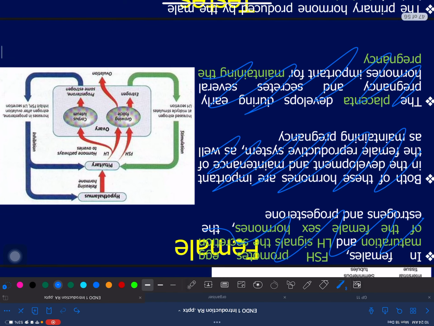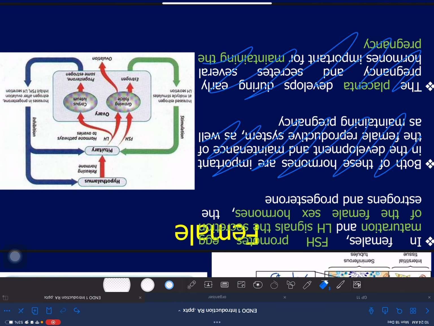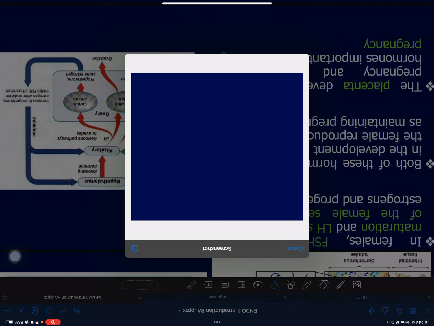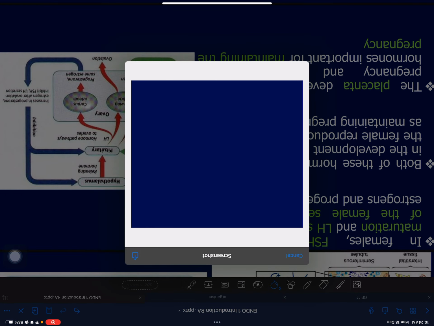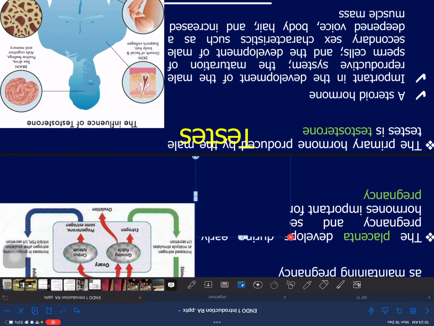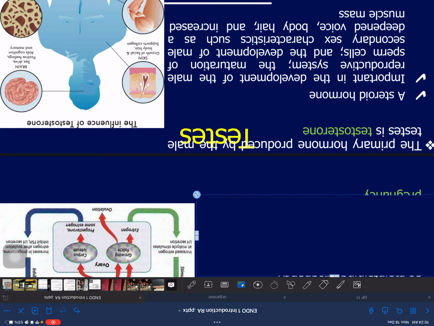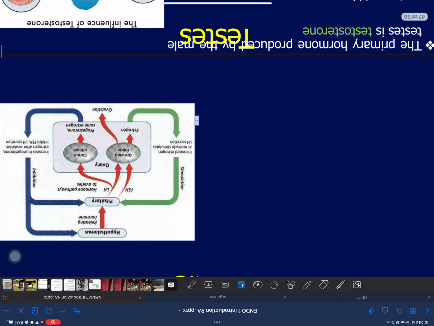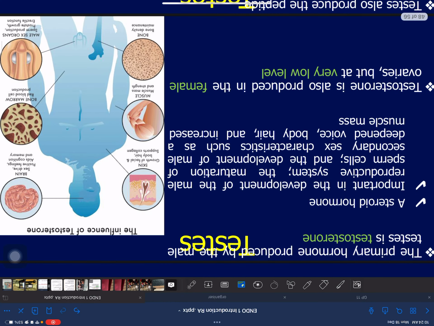So biasalah kalau increase, it inhibits the pituitary kalau dah terlebih. Alright, the testis: the primary hormone is testosterone, a steroid hormone. Development of the male secondary sexual characteristics and the maturation of sperm cells. These are examples of the characteristics of the secondary sex features. Testosterone is also produced in female ovaries, but at a very low level.